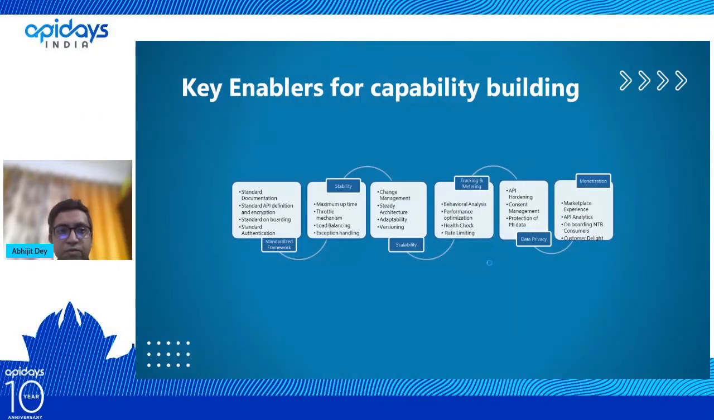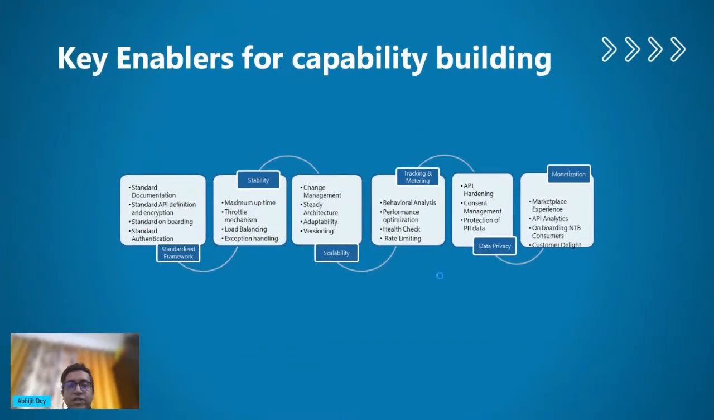Having said that, I'm moving to the key enablers, right? Where you already mentioned the standardized framework, standard documentation, standard API definition, because as of now, what we have seen is we are all publishing APIs, but there is no standard. So if one consumer is coming for bank A, and in bank A the API definition for a particular API is 1, 2, 3, 4, in other banks probably it is 5, 6, 7, 8.